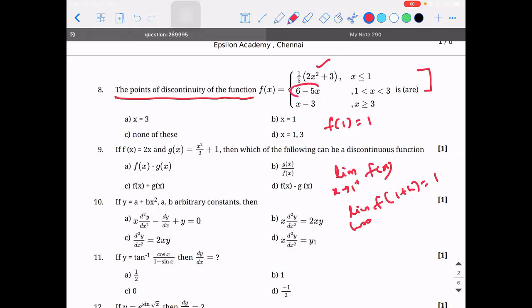For 3, what are we supposed to do for this function? Do we check the left limit or the right limit? Left limit. Yes, you check left limit. So limit h tends to 0, 6 minus 5 into 3 minus h. So 6 minus 15 is going to give you minus 9. At x is equal to 3, you will take this function 0. Is it continuous at that point? No.